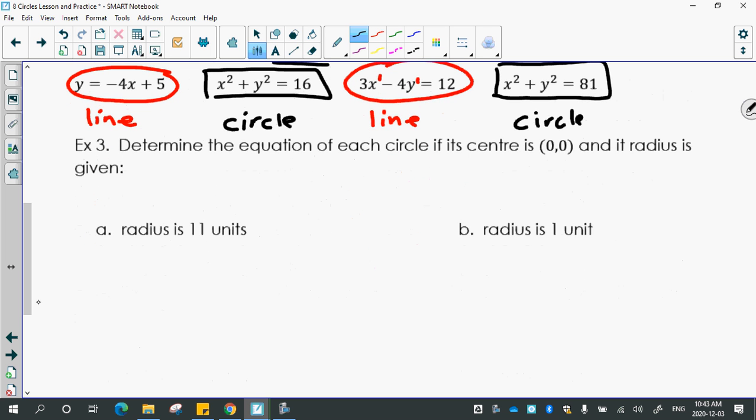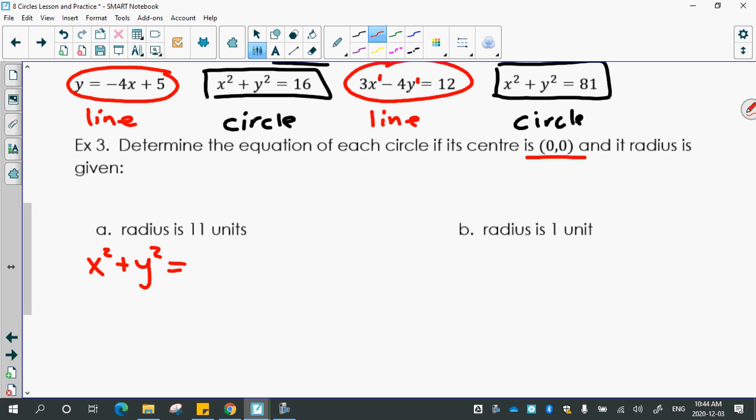So example 3, determine the equation of each circle if you know its center is 0, 0, and its radius is given. So we know it's going to follow this format. X squared plus y squared equals radius squared. Okay? So if the center is 0, 0, we already know the left side of the equation is going to be x squared plus y squared. Okay?